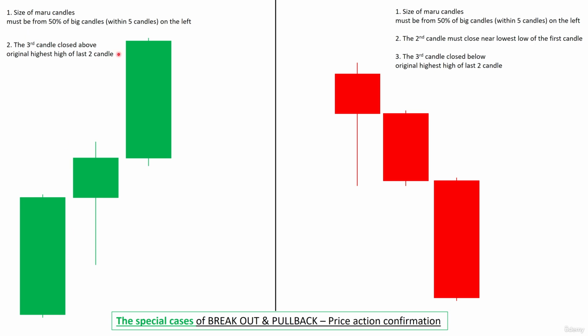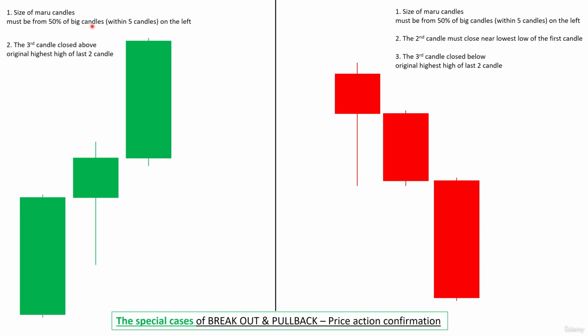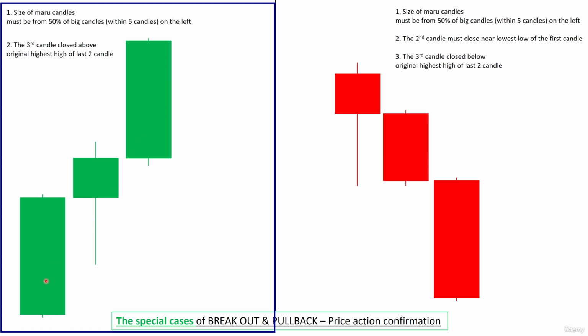So the standards of this pattern you can remember very easily. First, the size of the Maruzi candle right over here and right over here must be from 50% of the big candle in the last 5 Maruzi candles on the left. And the second thing is that the third candle must close above the original highest high of the first two candles right over here. The standards are very simple, just like two sentences. You can remember the sentences and the shape of the candles in the pattern, and you will apply it very easily. And here is the up case of the market. In the down case, everything is reversed. You can apply the same standards right over here.